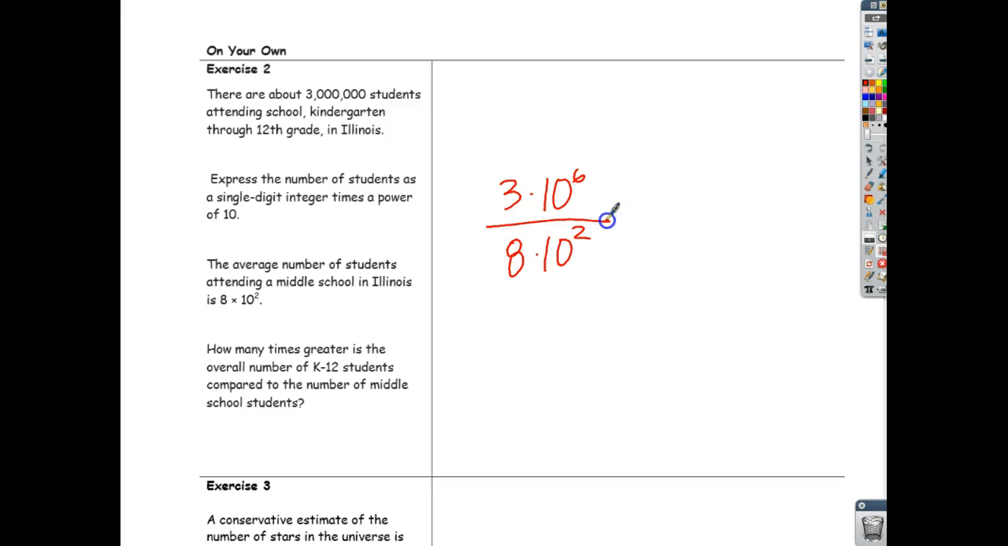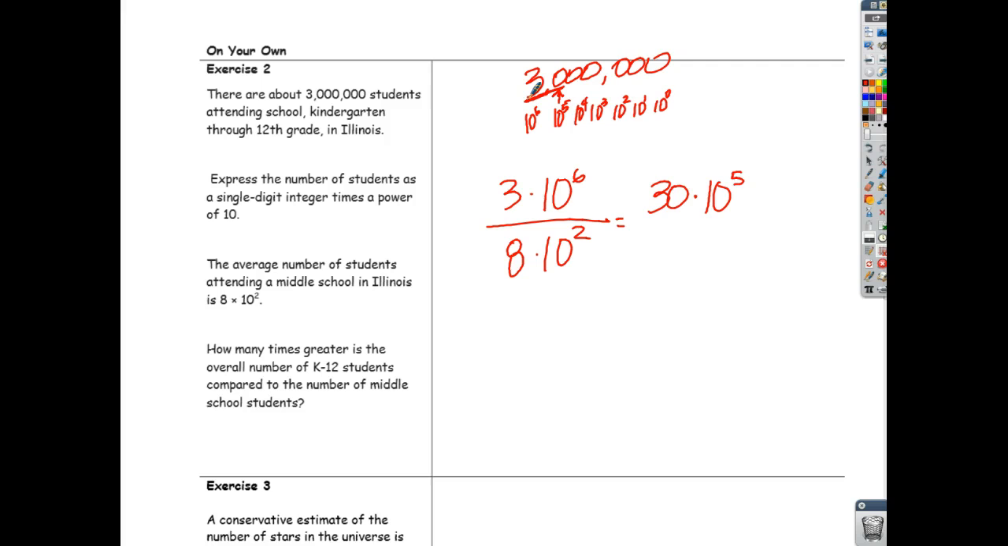So we're going to compare them using division. Well, 3 and 8, 3 doesn't divide by 8, so I'm going to change this. I'm going to make this 30 times 10 to the 5th. So 3 million, this is 10 to the 6th, this is 10 to the 5th, this is 10 to the 4th, 10 to the 3rd, 10 to the 2nd, 10 to the 1st, 10 to the 0. So if I look at it here, I get 30 of these.